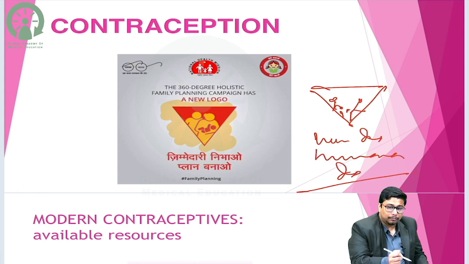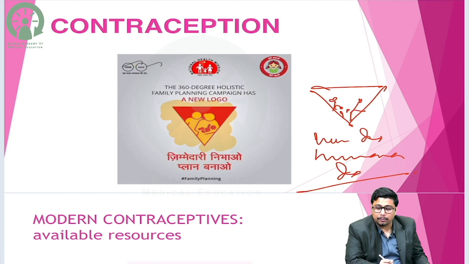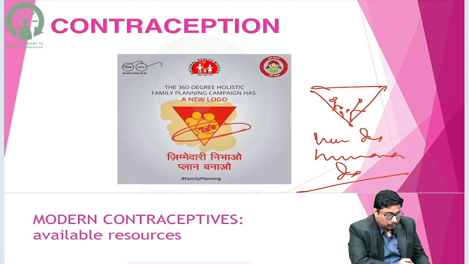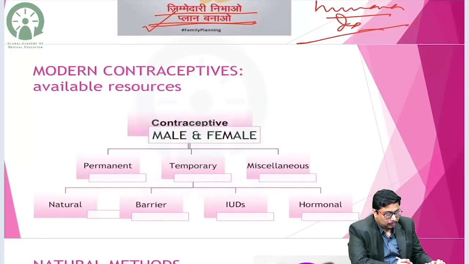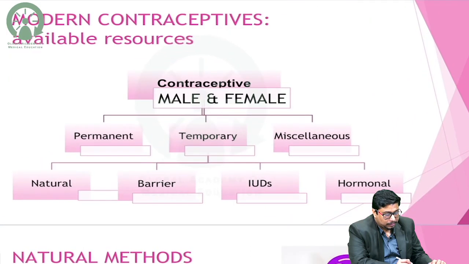Now, even though the Government of India is still not pushing the one child norm firmly, see the new logo has only one child between a couple, and the slogan has changed from हम दो हमारा दो to जिम्मेदारी निभाओ plan बनाओ. So this is a major change, and this might come as a question in some form. So let us go to all the modern contraceptives.